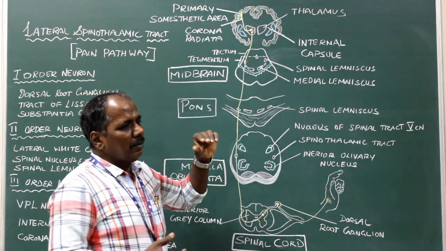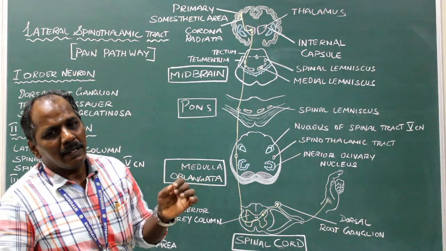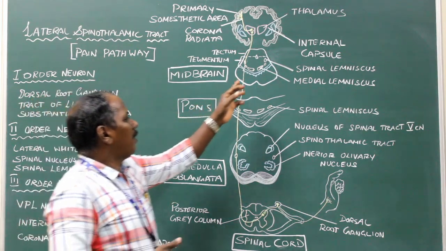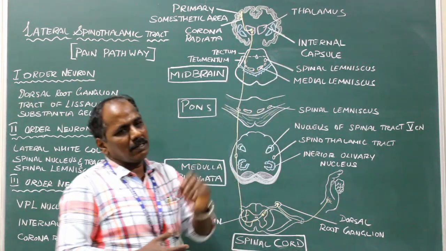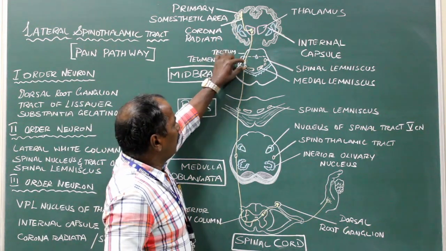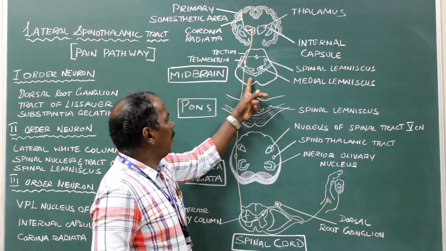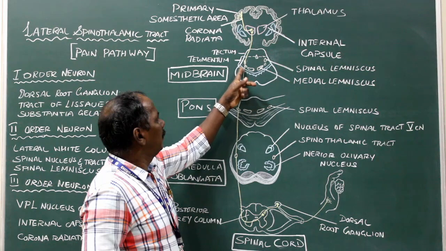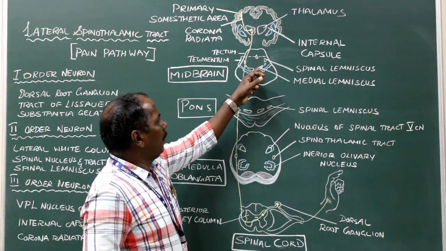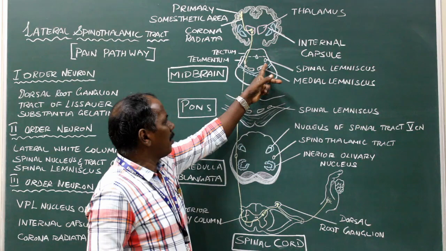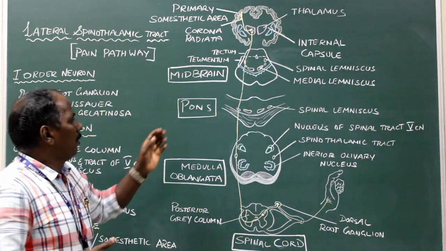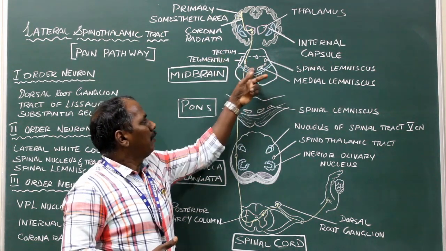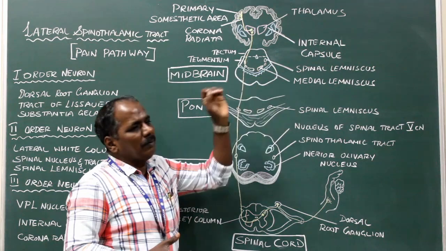In the midbrain, it lies in the tegmentum of the midbrain, lateral to the medial lemniscus. So this is the tectum and this area is the tegmentum, this is the crus cerebri and this is the substantia nigra. This is the medial lemniscus, this is the spinal lemniscus, this is the trigeminal lemniscus. So in the midbrain, it lies in the tegmentum lateral to the medial lemniscus.